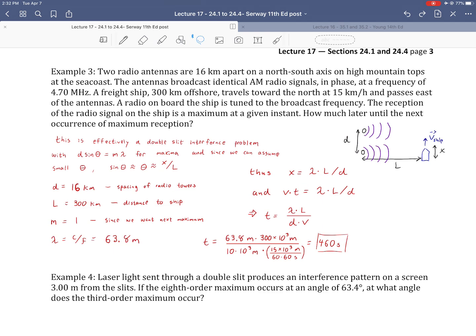Since we're traveling at constant velocity, x is equal to just velocity times time. And so then we can solve for the time as lambda L over d times v. The key thing there is that m equals 1, which is why it doesn't show up in the formula. Then all we have to do is correct the whole 10 to 16 business.